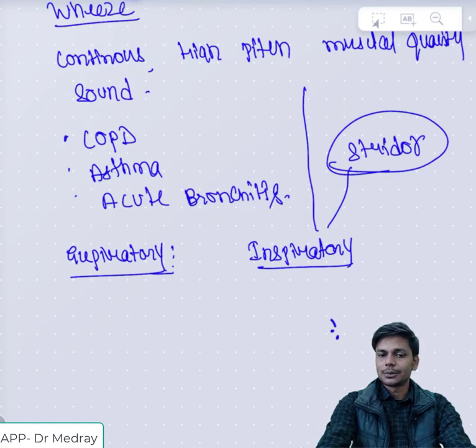Stridor is produced during inspiration. Wheeze is produced during expiration. Stridor is also high pitched, and wheeze is also high pitched. But stridor is because of obstruction of the upper airway, whereas wheeze is because of obstruction of the medium and small size bronchi. Stridor can be produced because of a foreign body in the larynx, a tumor in the larynx or trachea, or a foreign body in the trachea. So if wheeze is present during the inspiratory phase, we have to differentiate it from stridor.